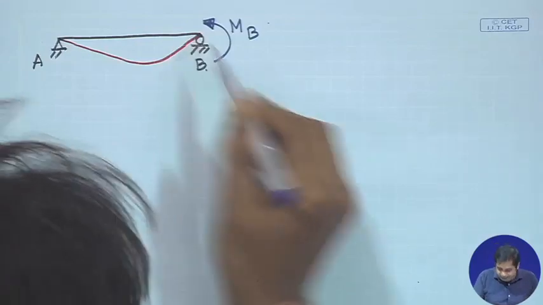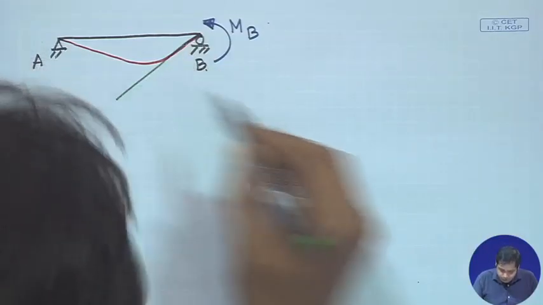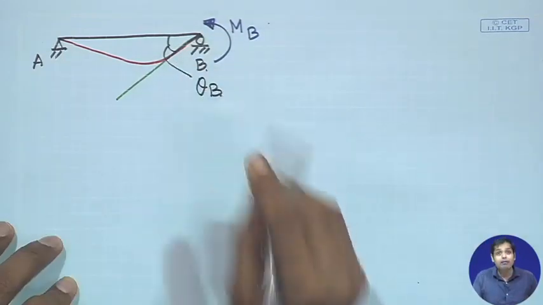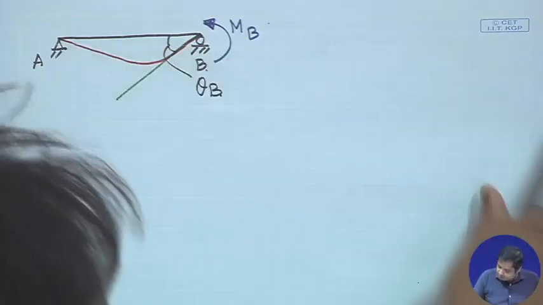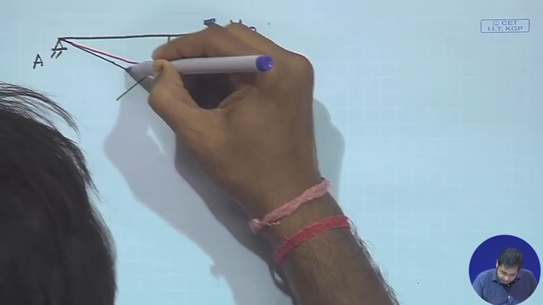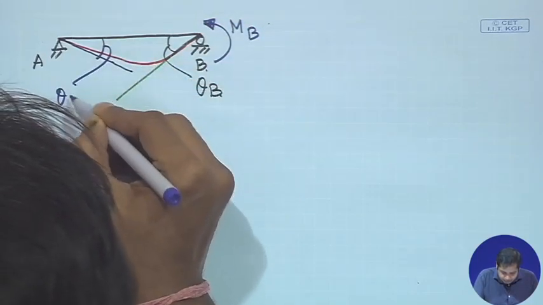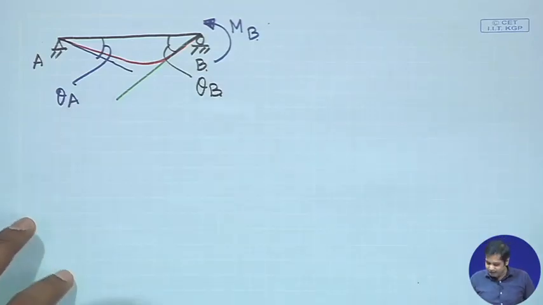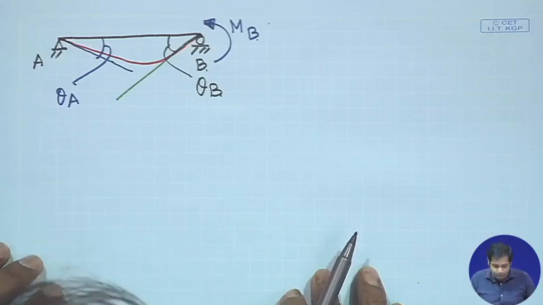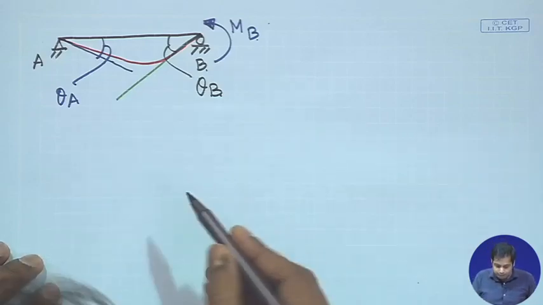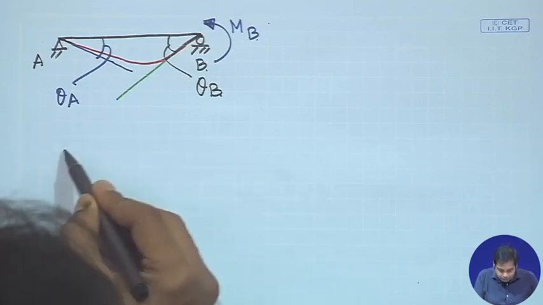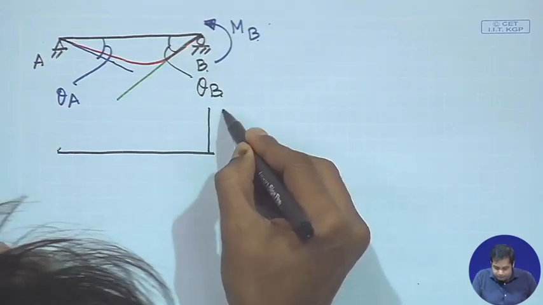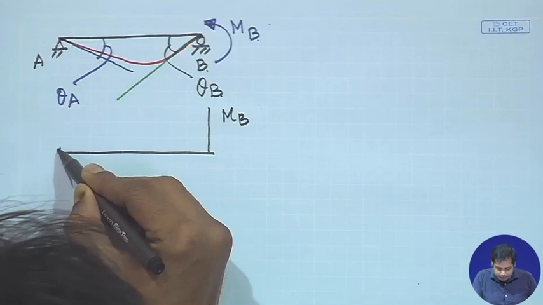and this angle is theta b, and similarly you can have an angle like this, and this angle is theta a. Okay. We need to find out the relation between MB, theta b and theta a. It is very straightforward. This is a statically determinate problem, so we can apply the conjugate beam method. The conjugate beam method says that you first draw the bending moment diagram of this beam. The bending moment diagram will be MB positive here, and then there is no bending moment at A.